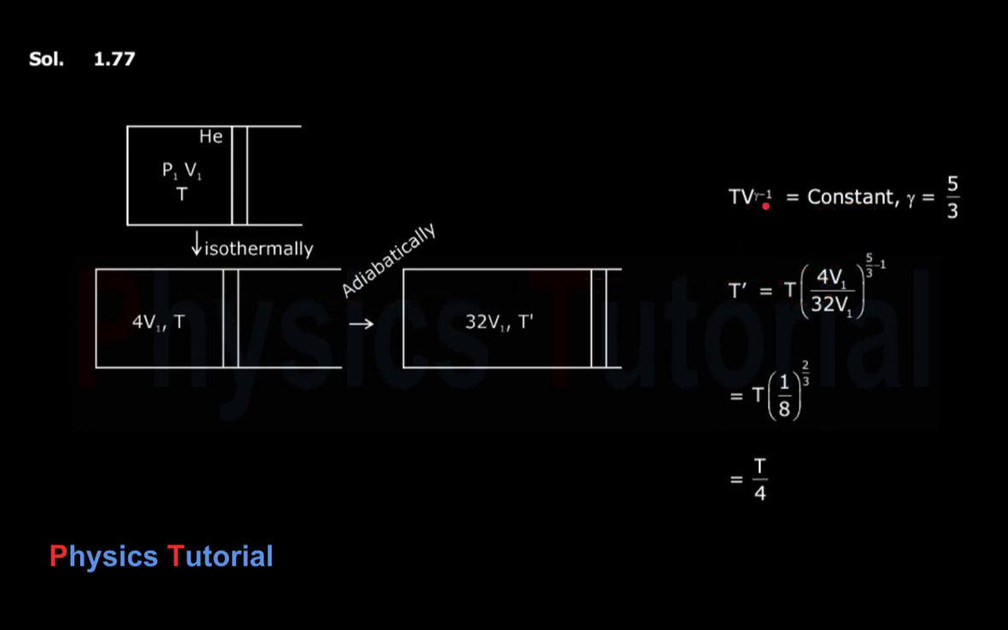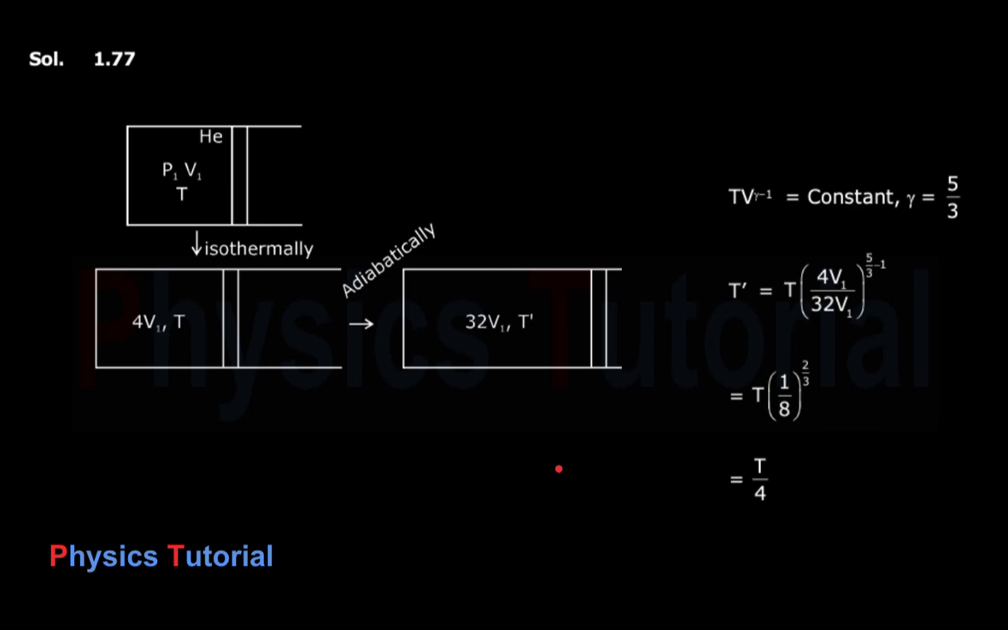So T V to the power gamma minus 1 is equal to constant, as gamma will be 5/3 for helium gas, monatomic as it is. So what we say here, T dash is equal to T1 V1 to the power gamma minus 1 upon T2 V to the power gamma minus 1, as 32V is there, and initially 4V was there, because first of all isothermal and then adiabatic they are expanding. So from isothermal to adiabatic, V1 will be 4V and this one will be 32V. So we can use 4V1 and 32V1, and this ratio is 1/8 to the power 2/3, 5/3 minus 1, that is 2/3. So finally that is T/4.